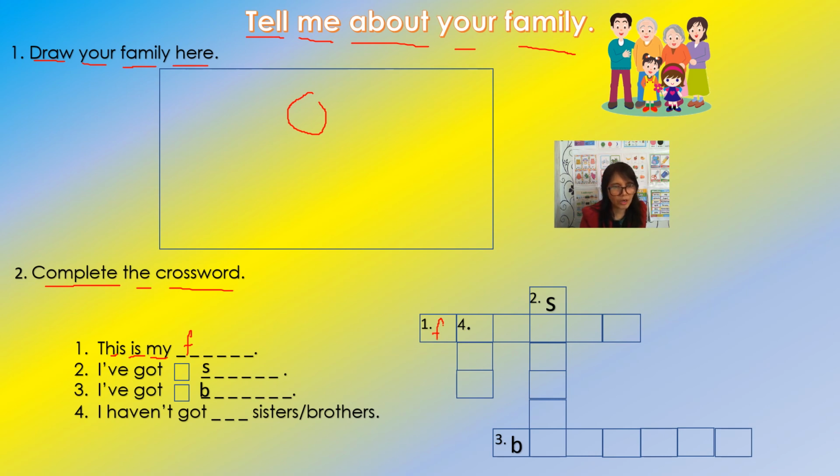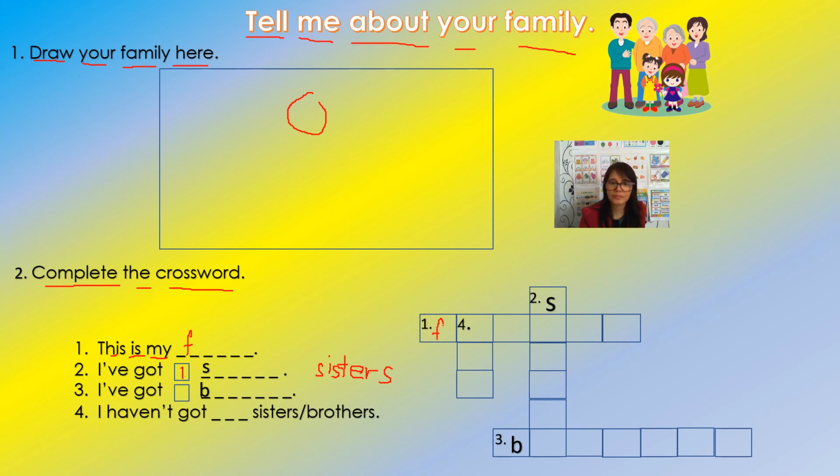Number two, I've got, you can write it here, one or two. I've got one sister. If it is two, you write I've got two, and then you write sisters. Just add S, sisters. But if it is only one, just add sister. If it's one, one brother. If it is two, two brothers.